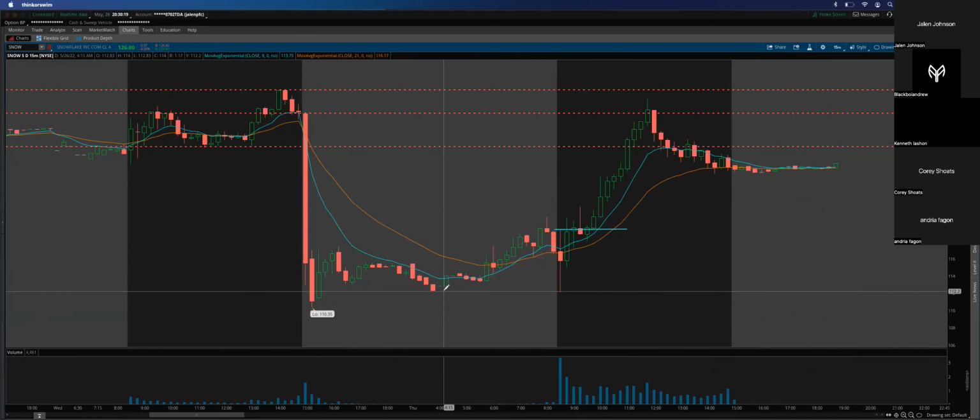Now as far as contract selection, we still got to go over that. I had other people say, well, Jay, if you bought it right there, why did you pick the 130 strike? Well, number one, the 130 strike has some nice open interest and volume. I'm going to go over contract selection with you guys, but that had the most.